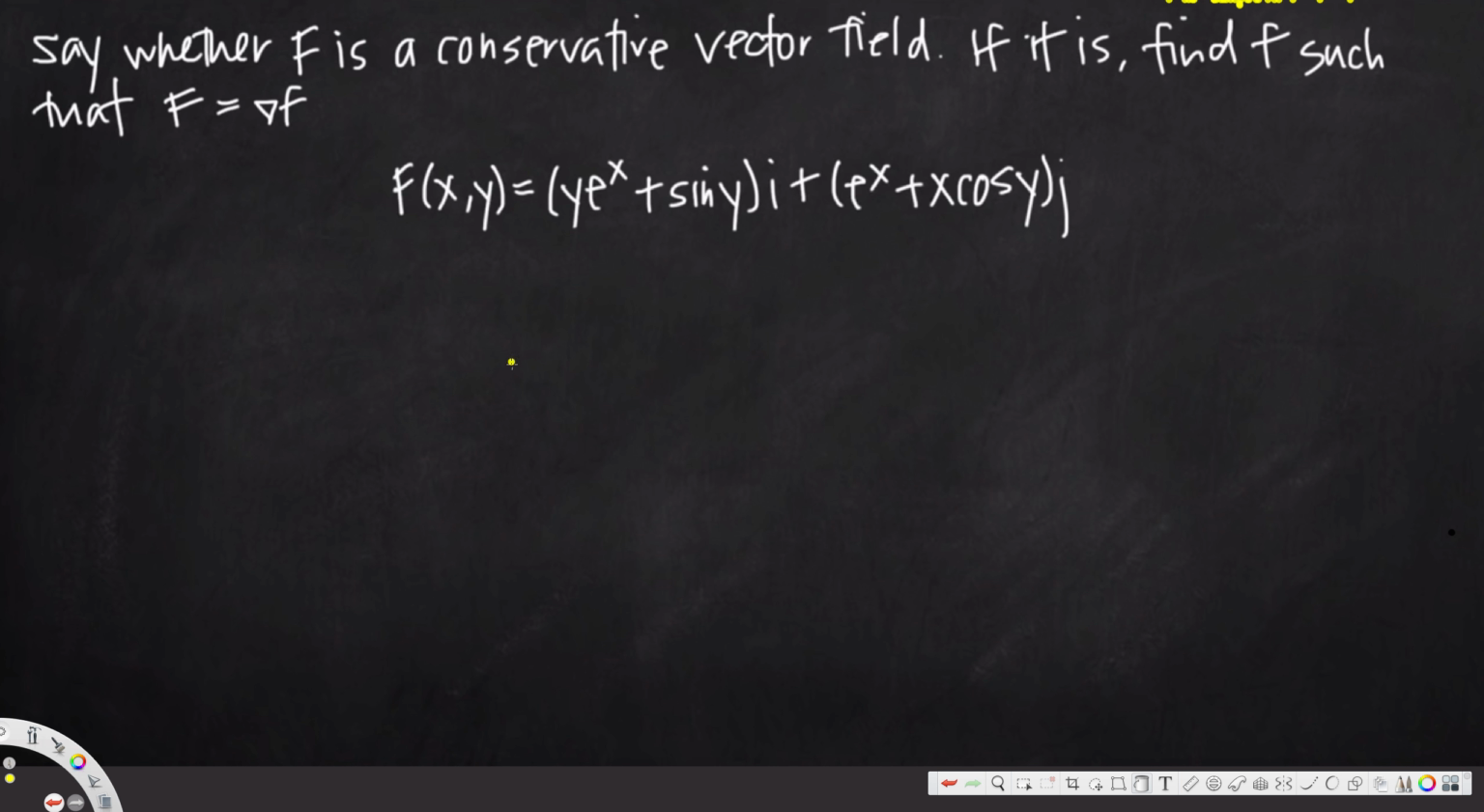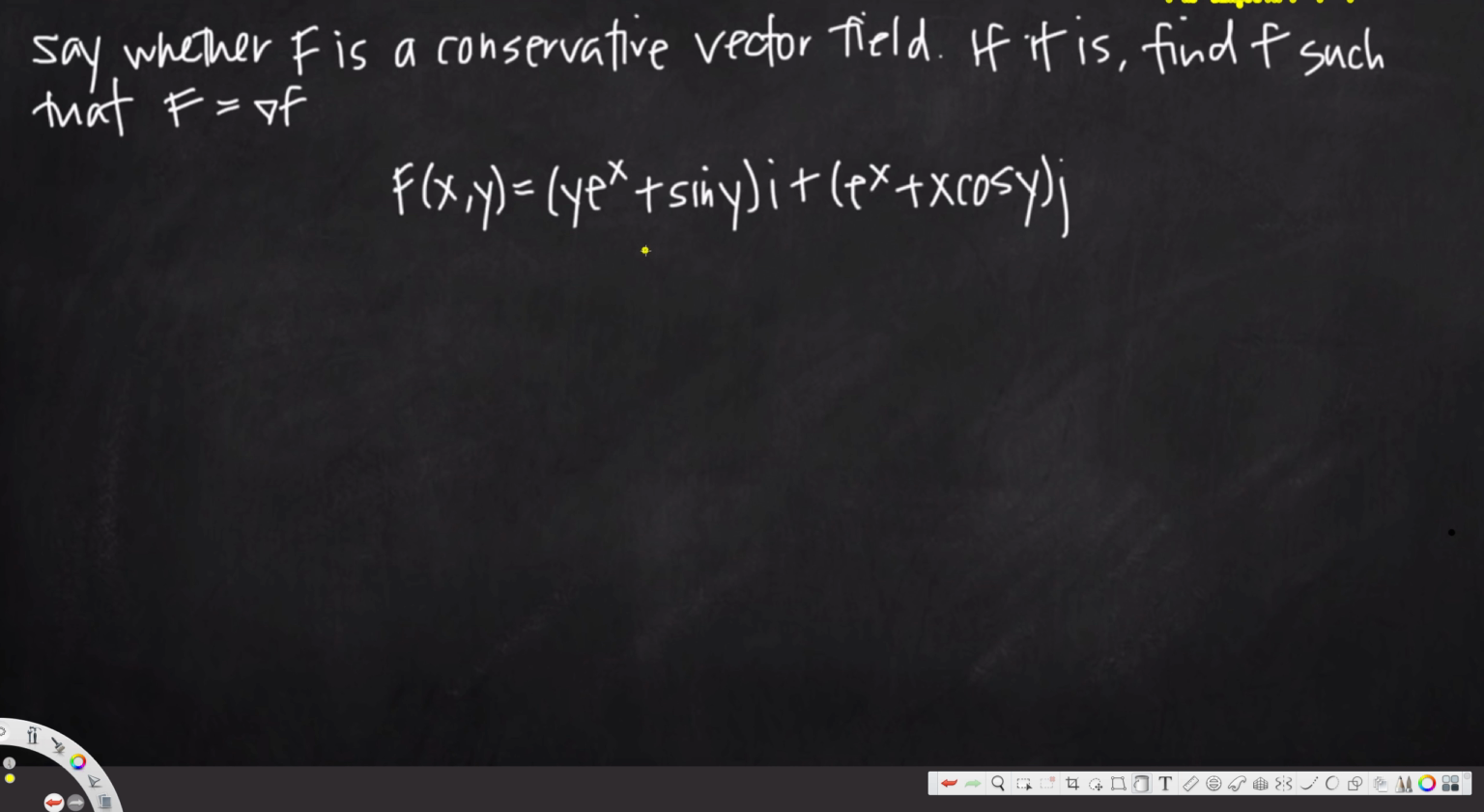In this video we are going to see how to determine a potential function of a conservative vector field. We are going to see that through this problem. Let's look at this question. This question is asking, say whether this vector field function is a conservative vector field. If it is, find small f function such that the gradient of the small f function is equal to the vector field function. Here we have the vector field function.